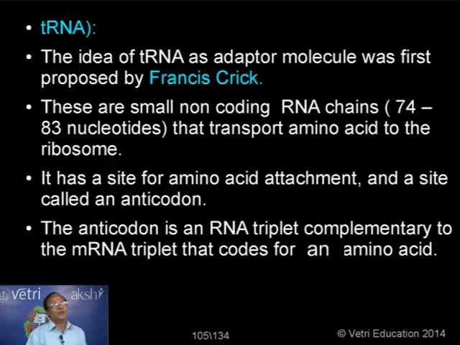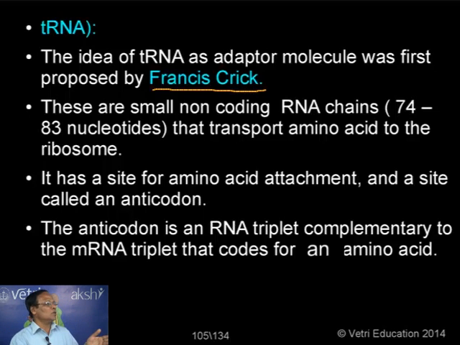The tRNA. You know that the tRNA acts as an adapter molecule. This idea of tRNA as an adapter, as it carries amino acids towards the site of the ribosome, is why it is called an adapter molecule. The idea of tRNA as an adapter molecule was first reported by Francis Crick.